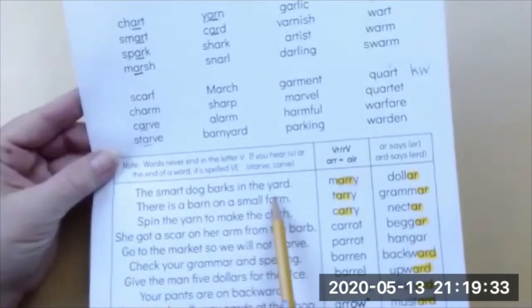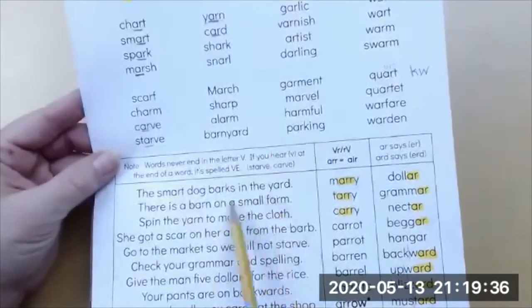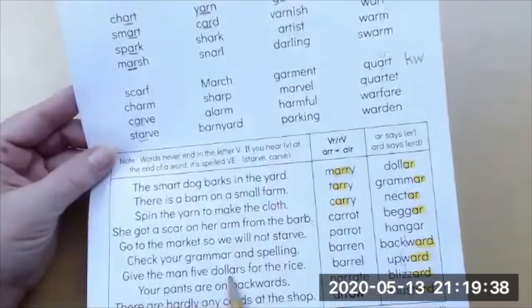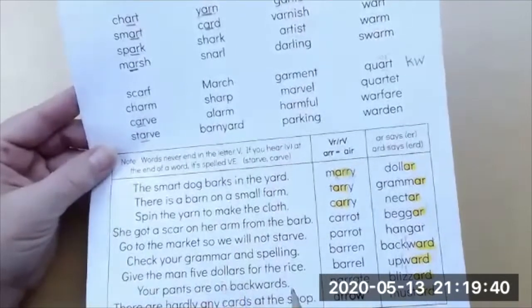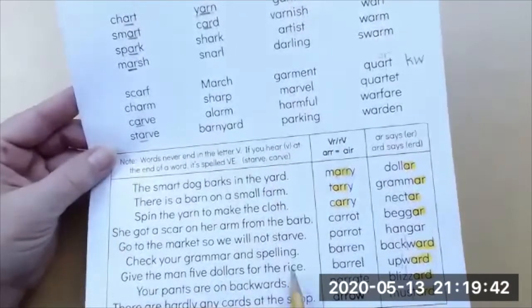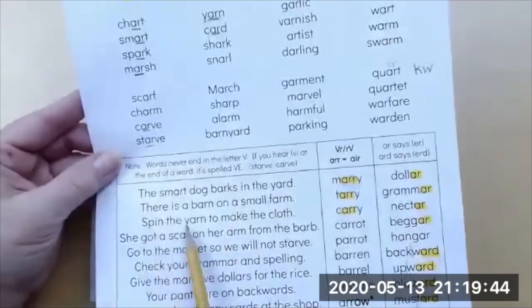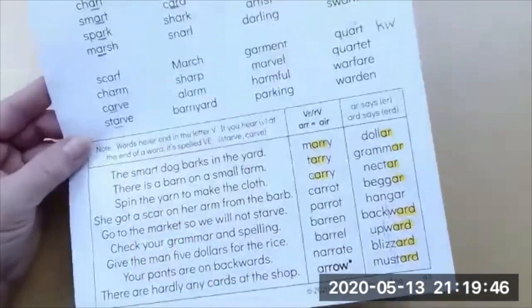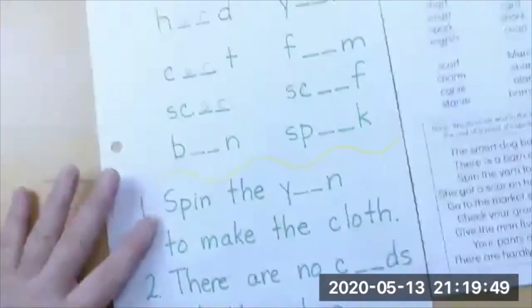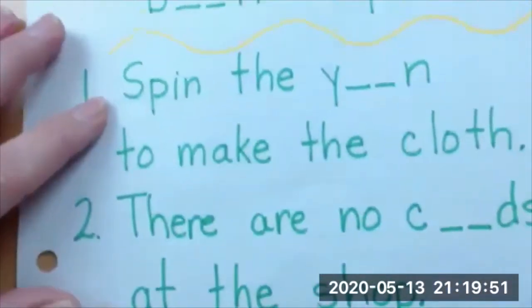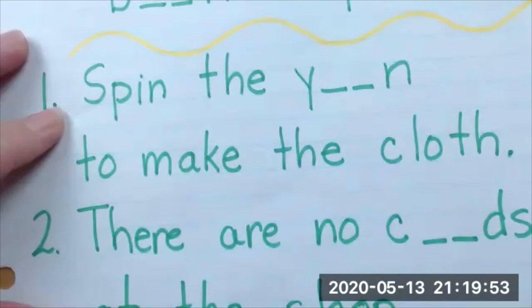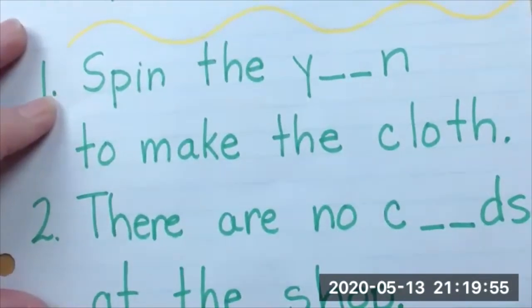Sentences on the AR page have single syllable words in them. They also have multi-syllable words in them. Some of them have difficulties like rice and starve, and some of them are fairly simple. Spin the yarn to make the cloth. Notice that's exactly what I wrote over here. Spin the yarn to make the cloth.